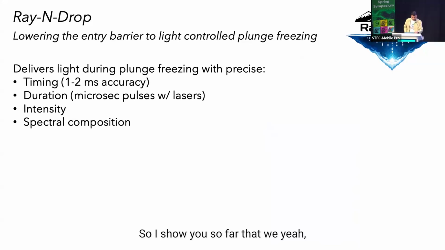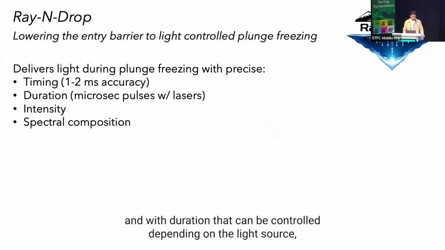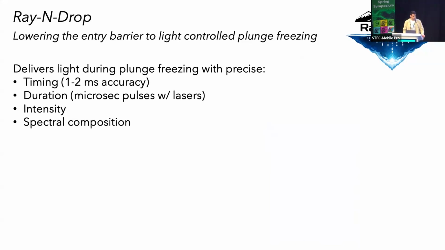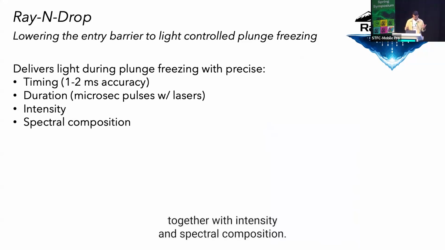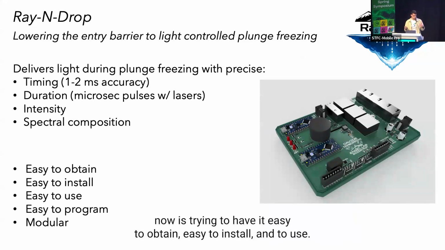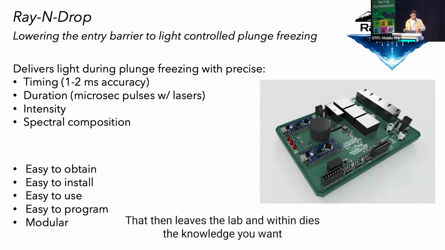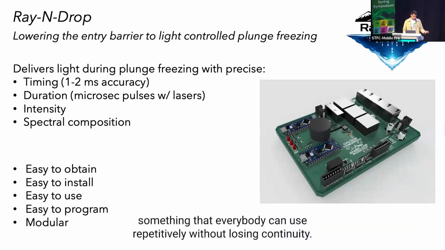So I showed you so far that we built a platform to deliver light while doing plunge freezing with millisecond accuracy, and with duration that can be controlled depending on the light source, together with intensity and spectral composition. And eventually all you need is this device. What is really important now is to have it easy to obtain, easy to install, and easy to use. Again, you don't want to have the skilled postdoc that is specifically working on this project who then leaves the lab, and with him dies the knowledge. You want something that everybody can use repetitively without losing continuity.